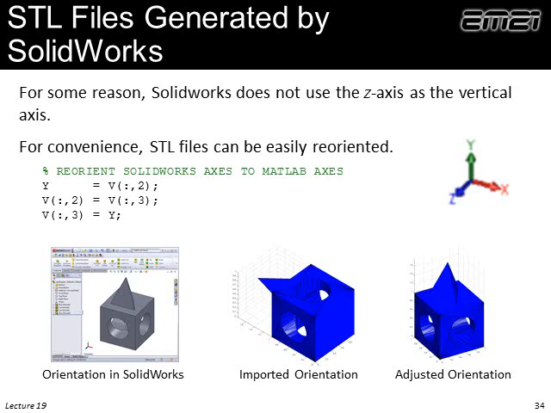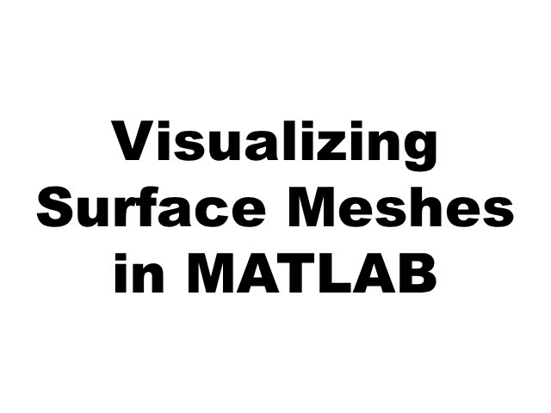Another quirk about SolidWorks is it likes to put the vertical direction as Y, and most people think of Z as the vertical direction. So a lot of times when I read an STL file into MATLAB, I will immediately reorient it so that Z is the vertical direction. So here's the code for that.